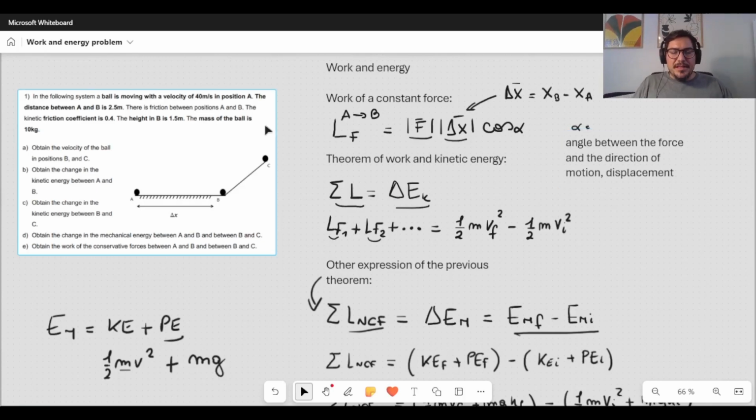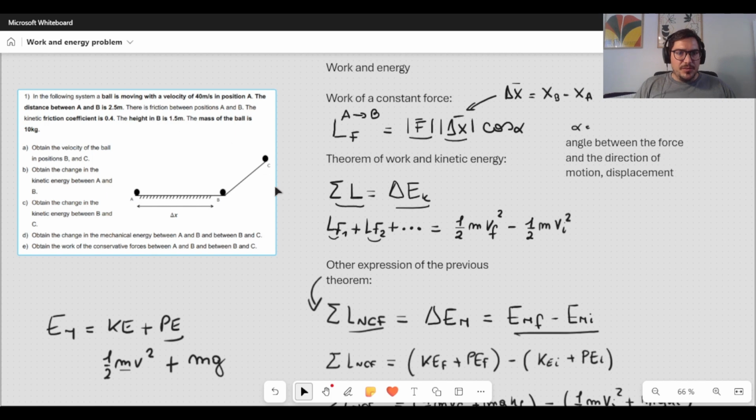Hi everyone, in this video we are going to solve a problem about work and energy. In the following system, a ball is moving with a velocity of 40 meters per second in position A. The distance between A and B is 2.5 meters. There is friction between position A and B, so in this region we have friction. The kinetic friction coefficient is 0.4.